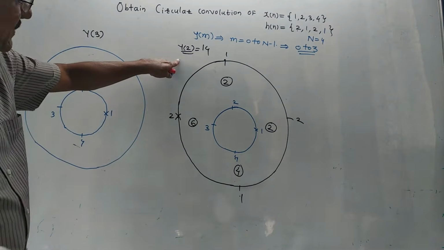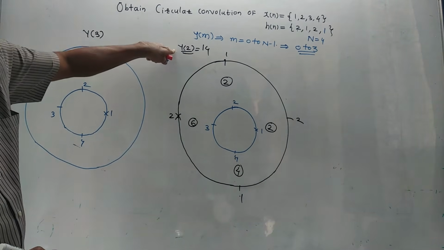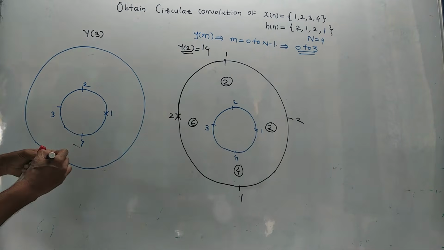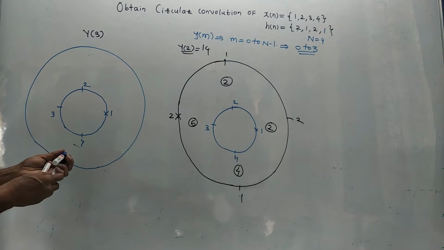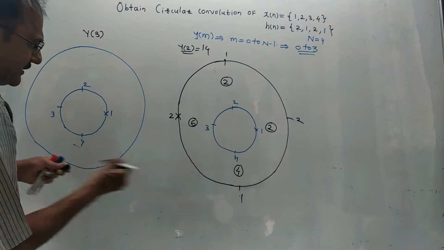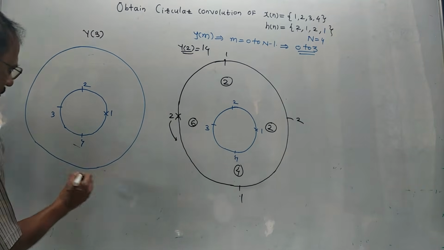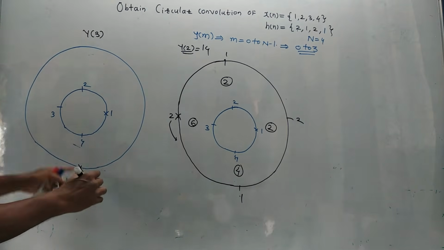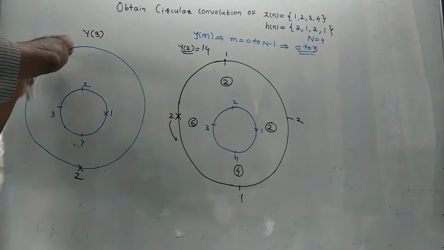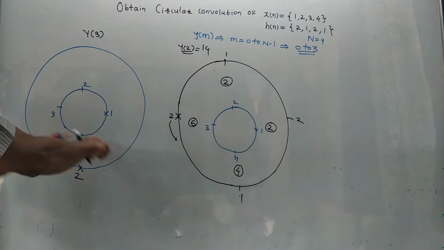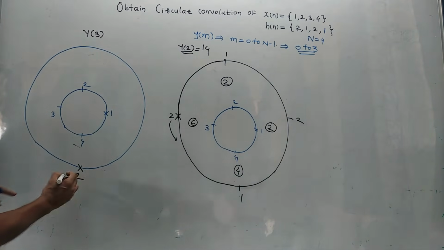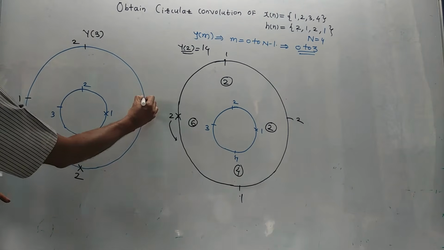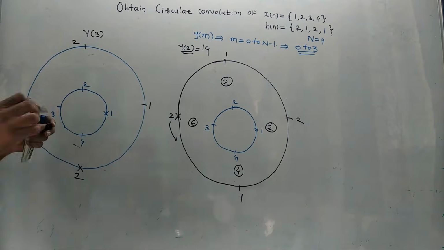Now, in the previous case, for y of 3, previous case means y of 2. In the previous case, this was the starting point. Rotate starting point in anti-clockwise direction. That means in this direction. So, starting point will be here. That is 2. After that, since it is outer circle, mark samples in clockwise direction. So, samples will be 2, 1, 2, 1.